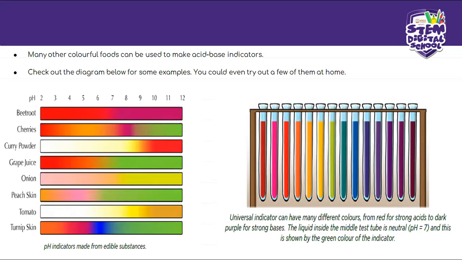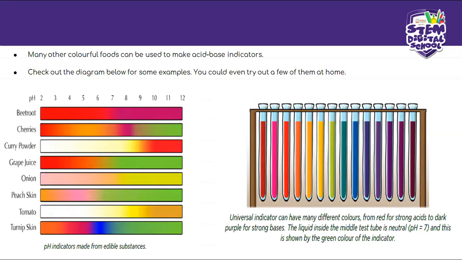Some of them you can even try at home. Let's look at the beetroot. You see how the color is. Cherry, curry powder, grape juice, onion, peach skin, tomato, turnip skin. We can see that these pH indicators are made from edible substances. That's why sometimes when you eat beetroot, at the end of the day, you see that your fingers and even inside your mouth are taking the color of beetroot.